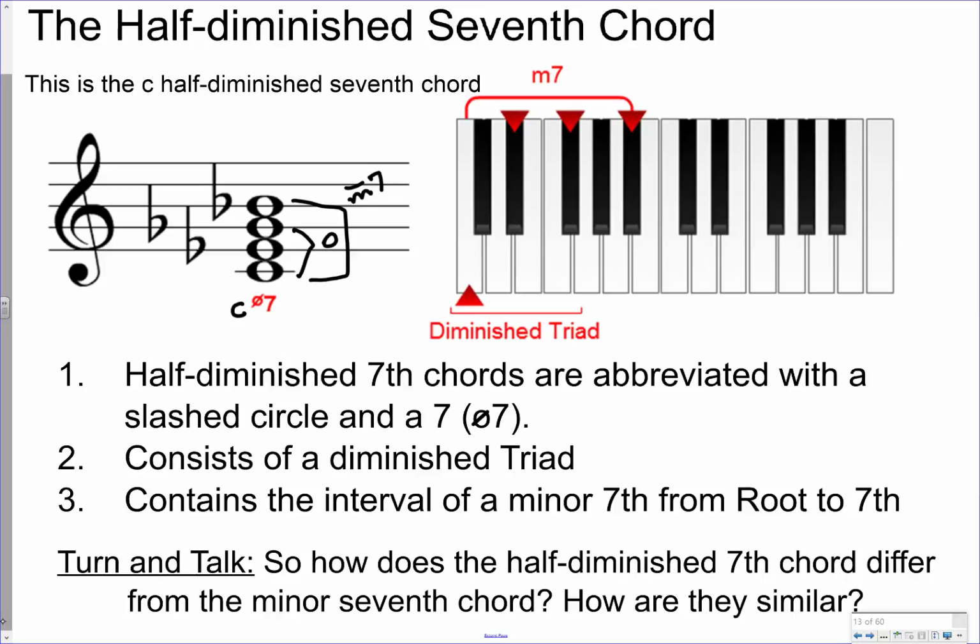That's a half-diminished seventh chord because it's a diminished triad. But if I were to remove that G flat, now I've created a minor seventh chord. C, E flat, G, B flat, because I have a minor triad.